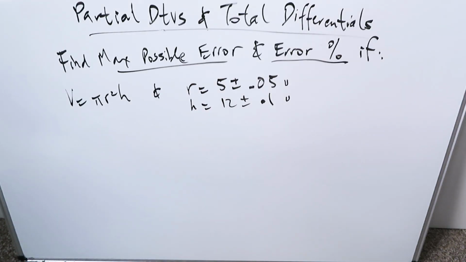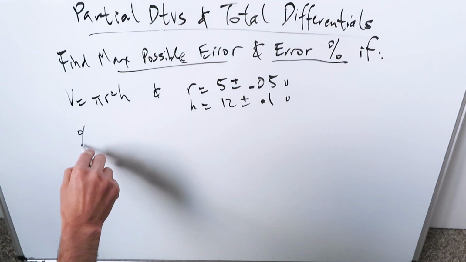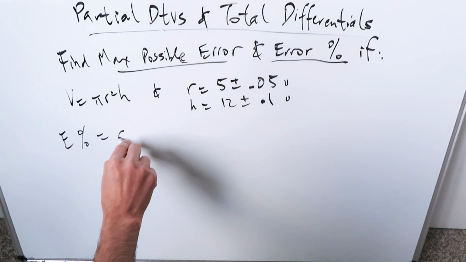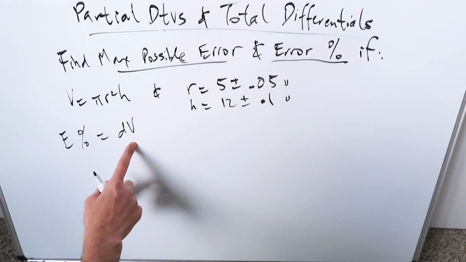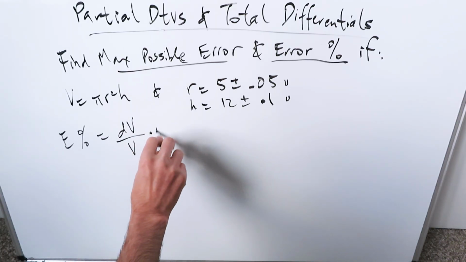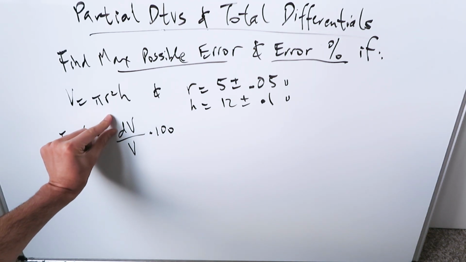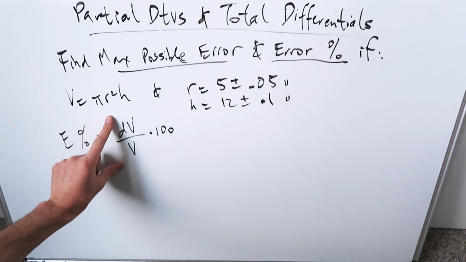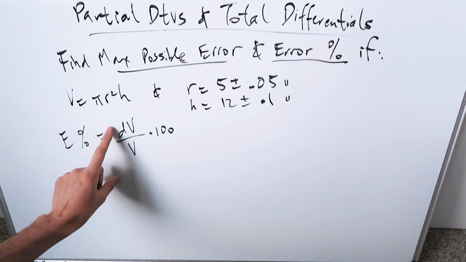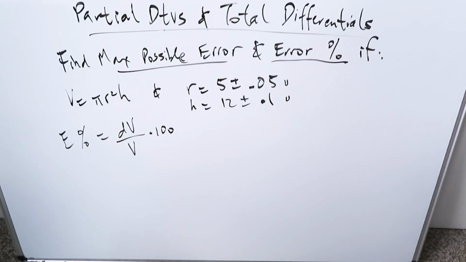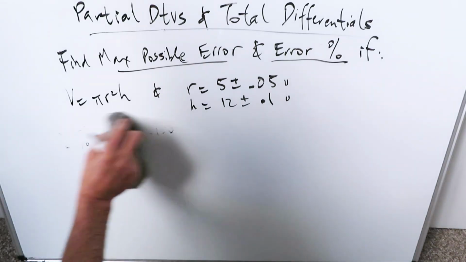Anyhow, how will we do this? We have a total differential calculation to do. Your error percentage will be equal to what? In this particular case, it will be your total differential, the amount of error that could have played through, divided by the total volume, times 100. You'll see it when it comes through, it makes sense, and I'll show you exactly what I mean.